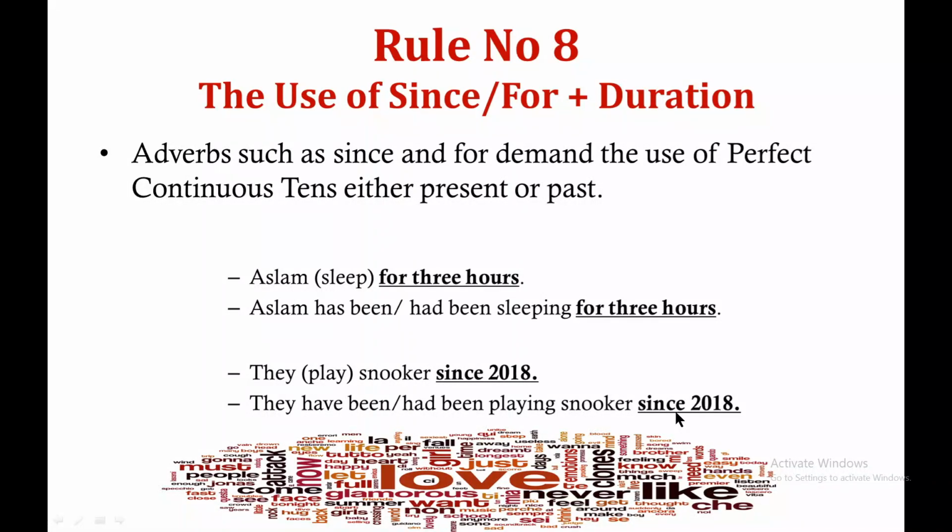So this is the explanation of rule number 8. I hope when you see these two words since and for plus duration, you should jump into present perfect continuous tense or past perfect continuous tense. It's up to you. In present perfect continuous, we use has been and have been according to the subject. If it is singular, it will have has been. If it is plural, it will have been, and then ing form of the main verb. And in past perfect continuous tense, we use only had been, and then ing form. So this is rule number 8.